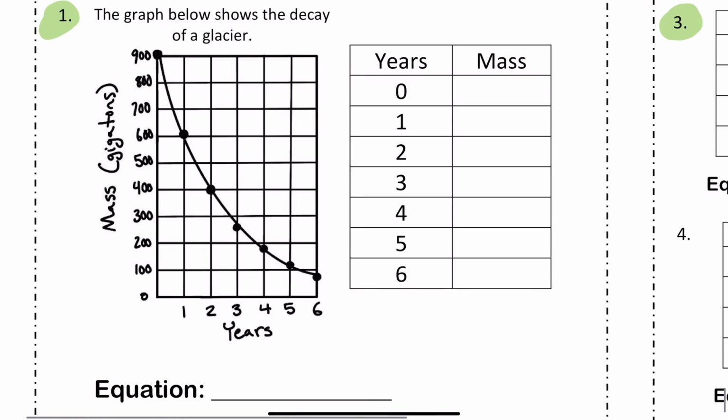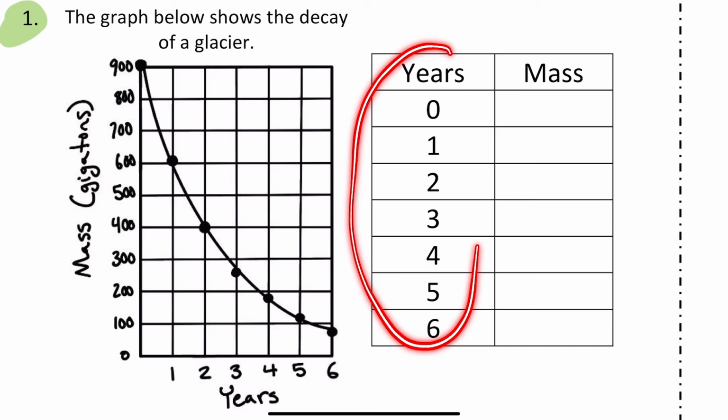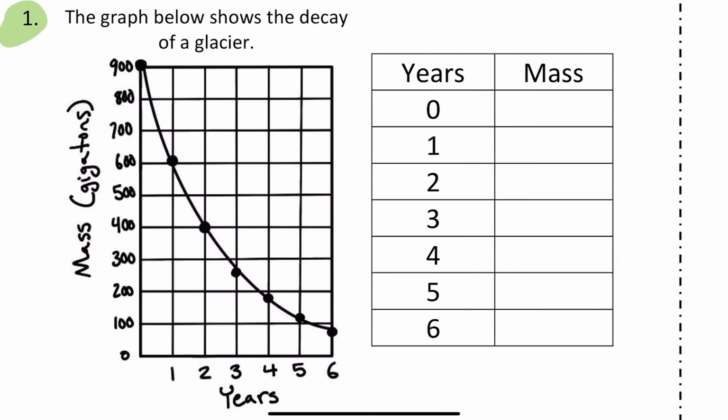It says, the graph below shows decay of a glacier. So we can see it's decaying, it's going down. We have years at the bottom and mass in gigatons on the side. Also on our table, we have the years, and on the side we have mass. Great. So we just need to fill in the mass for this.